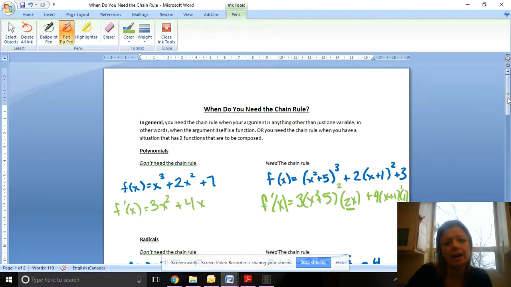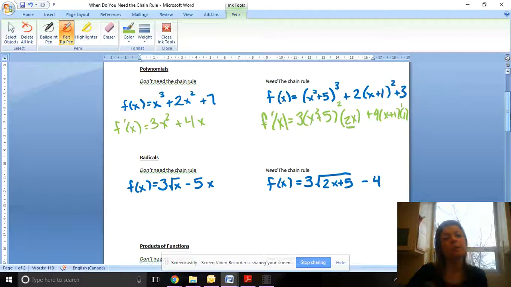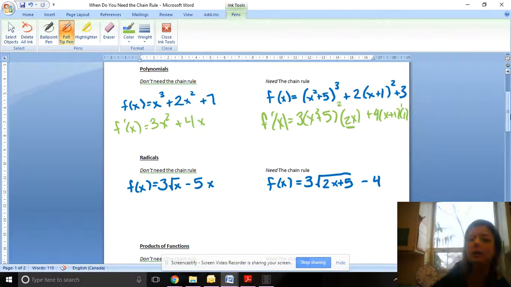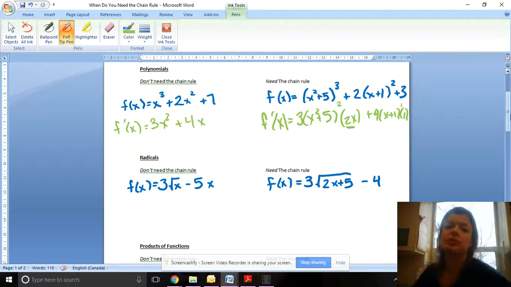Okay, now this next one with radicals, so square roots. You don't need the chain rule if you're taking the square root of just an x, but you do need the chain rule when what's under your square root is longer than just one variable.